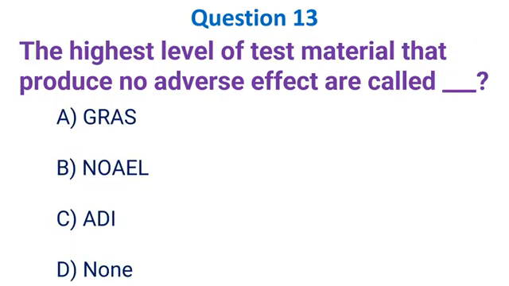Question number 13. The highest level of the test material that produces no adverse effect is called. Options are option A, generally regarded as safe, that is GRAS. Option B, NOEL, that is the no observed adverse effect level. Option C is ADI, that is acceptable daily intake. Option D is none. So here our correct answer is NOEL, that is no observed adverse effect level.